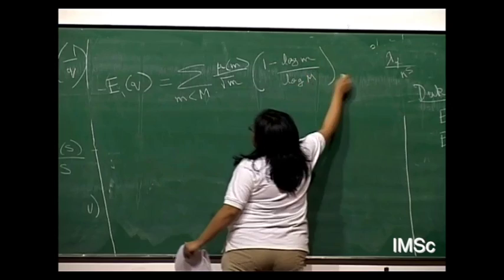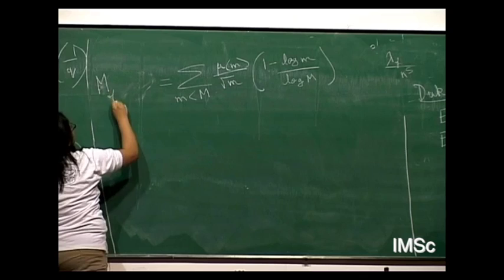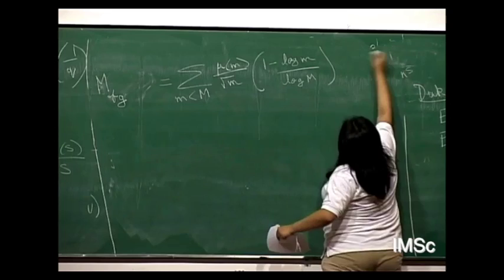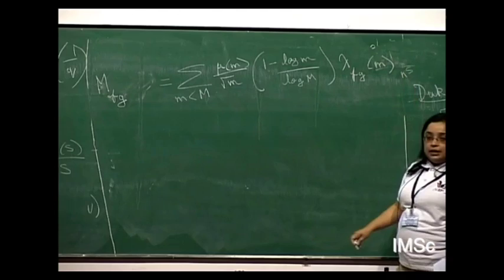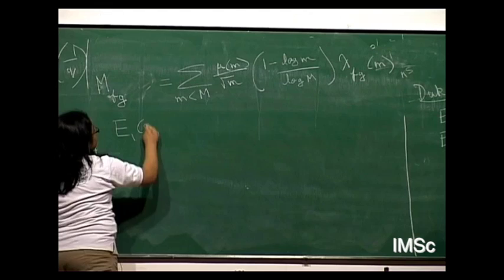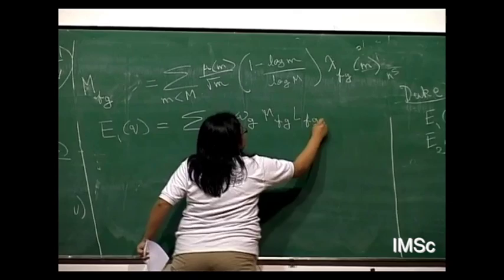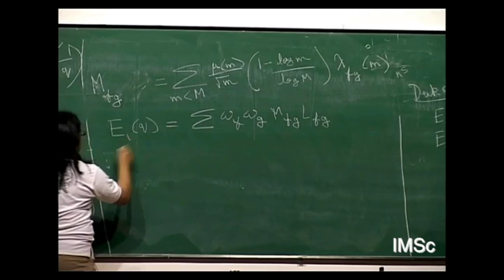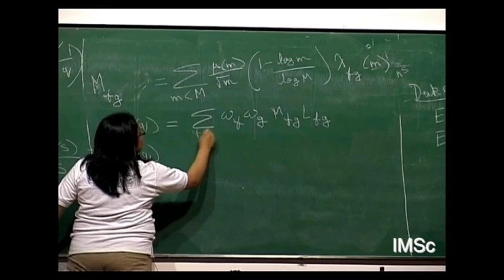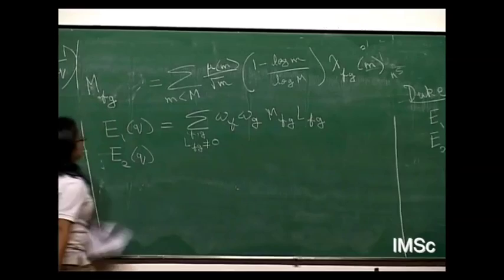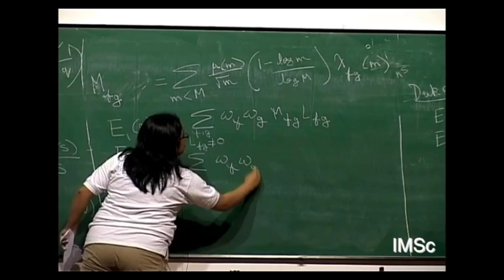Okay, so let me define m sub f of g as this times lambda sub f of g at m. Okay, and the estimate now: first, the sum, and so this is a double sum, and the second modified moment, m squared.